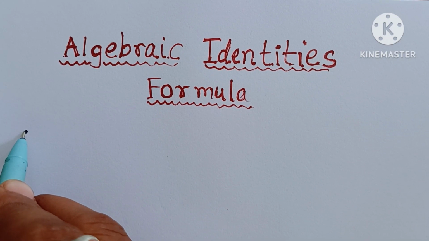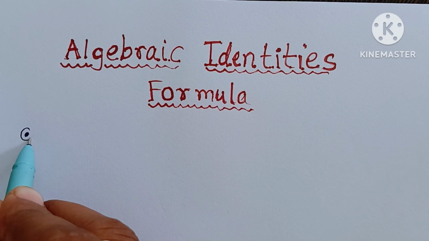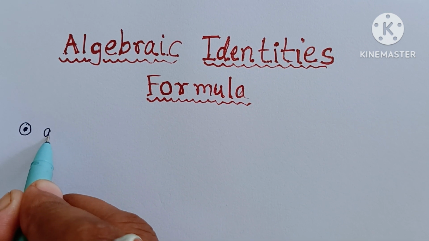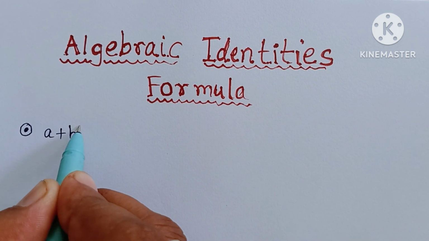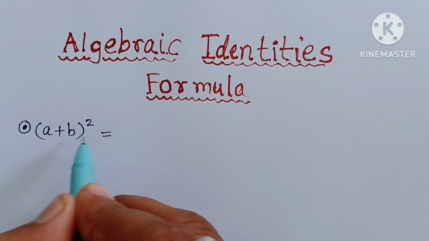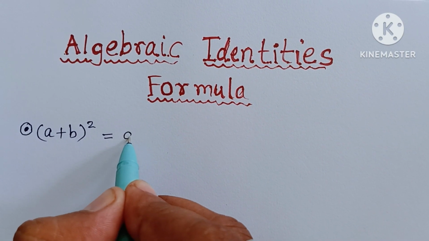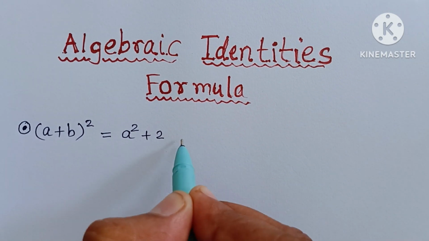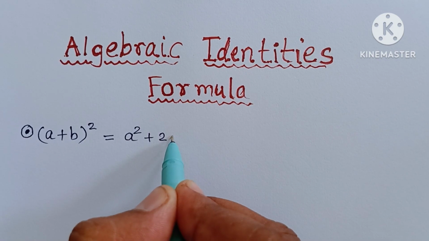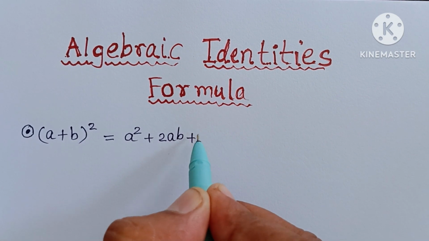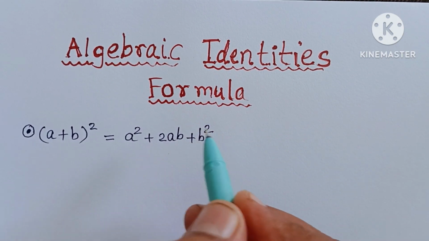Identity number 1, that is (a plus b) whole square equals, a and b are the two terms, first term square plus 2 multiplied by first term and second term plus second term square.